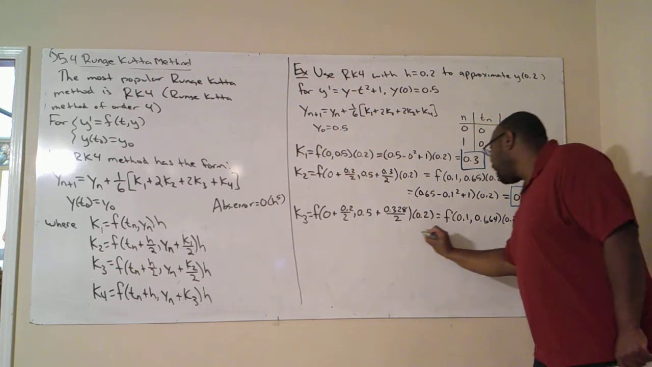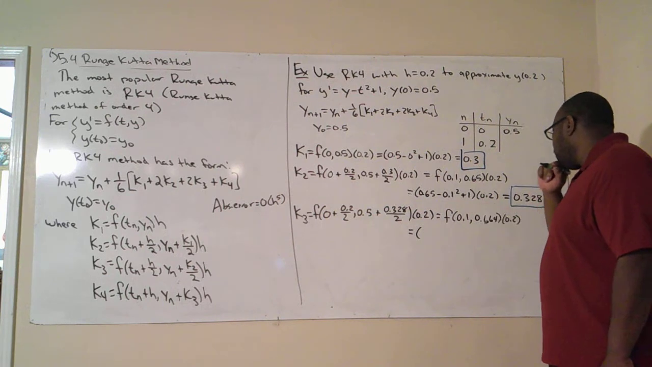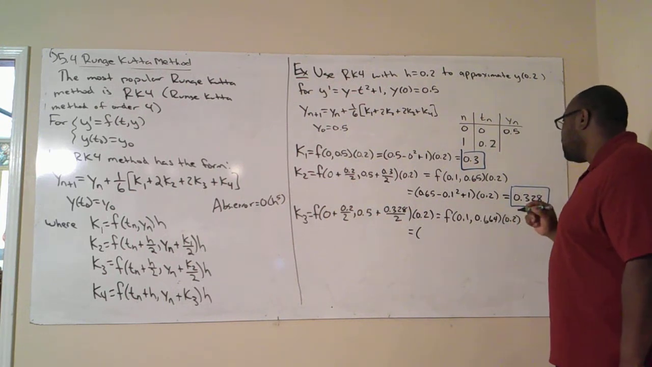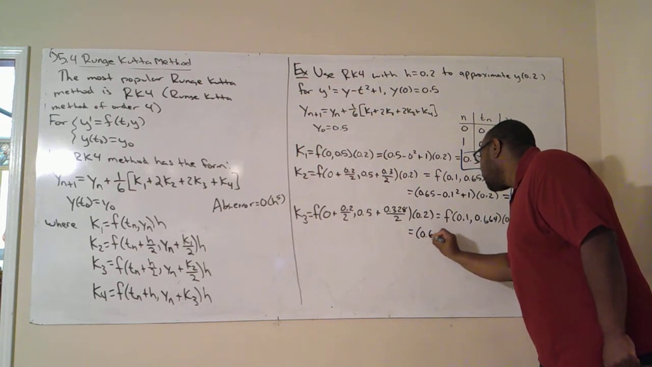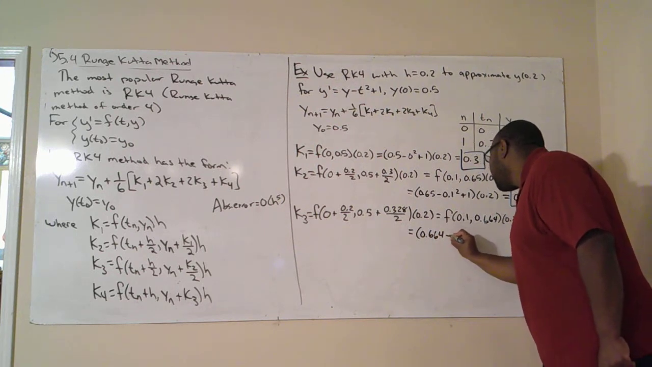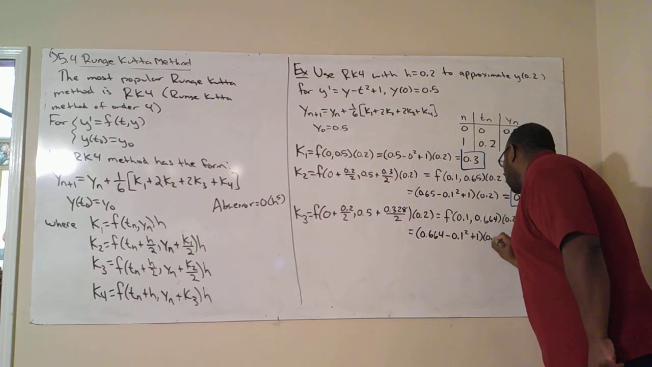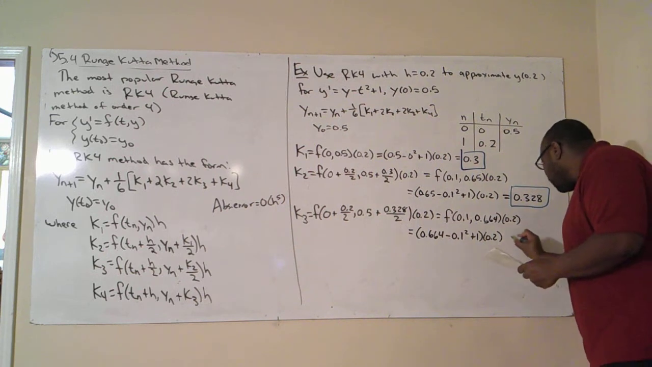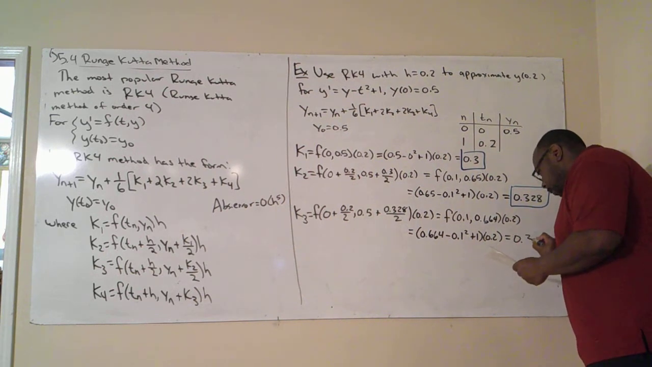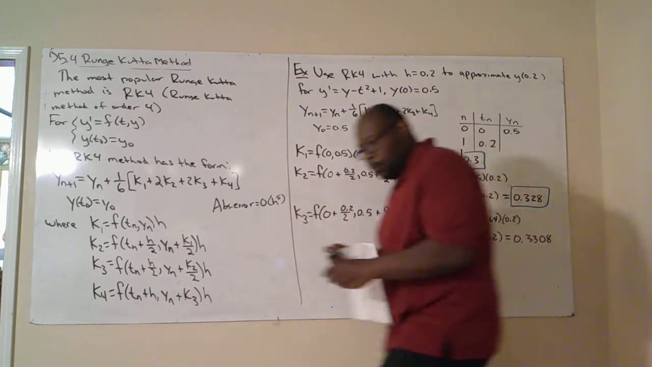So when we plug that in, my T is 0.1, my Y is 0.664. So I get 0.664 minus 0.1 squared plus 1 times 0.2. When I do that one, I get 0.3308.